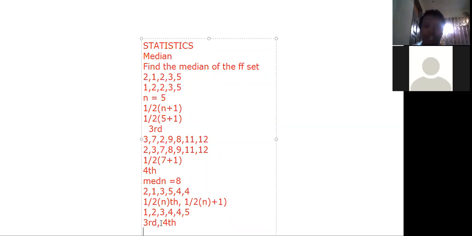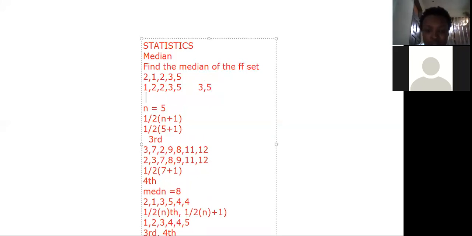So if you have an even number, we add the third and the fourth number, then we divide by 2 to give us our median. The third number here is 1, 2, 3. The fourth number is 1, 2, 3, 4. So now our third and fourth numbers are 3 and 5. To find the median, we add the 3 and 5 and divide by 2. So it will be 3 plus 5 all divided by 2, which will give us 4. So our median is 4.